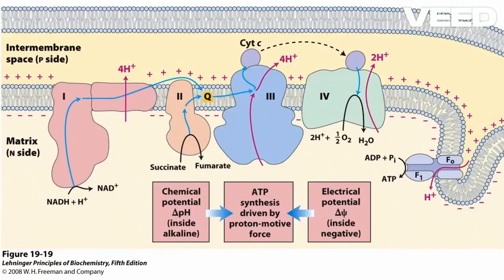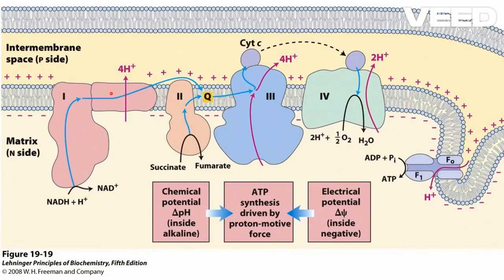Hello everyone. Today we are going to learn about the electron transport chain. First, we need to know where this electron transport chain is located. It is located in the inner mitochondrial membrane. As you can see here, this is the intermembrane space and this is the mitochondrial matrix. So this is the inner mitochondrial membrane where the electron transport chain is located.